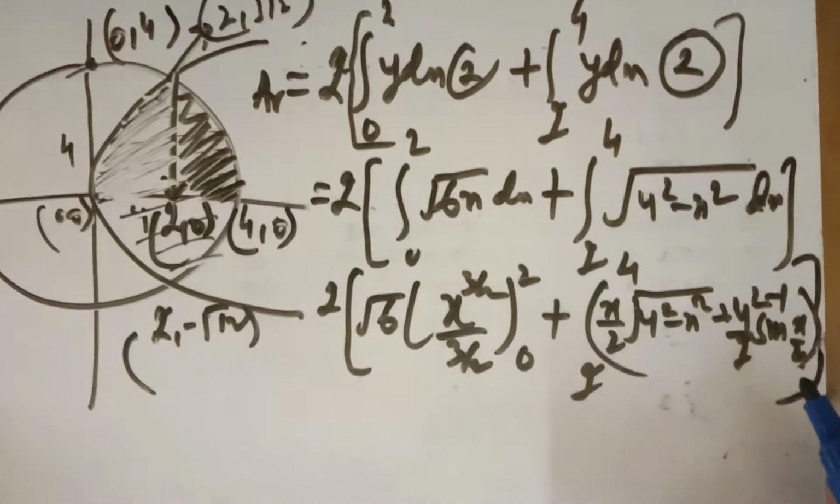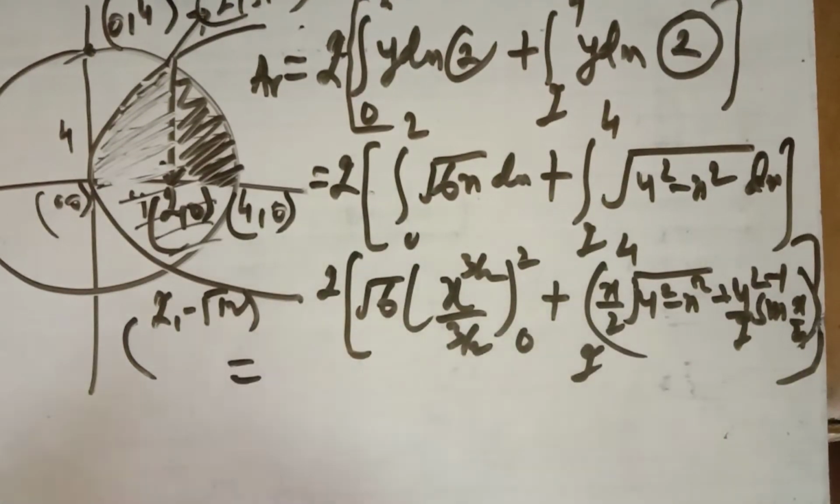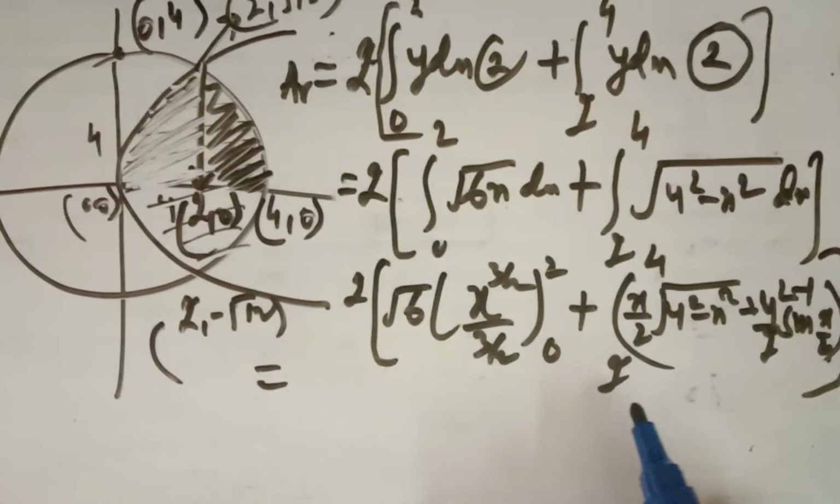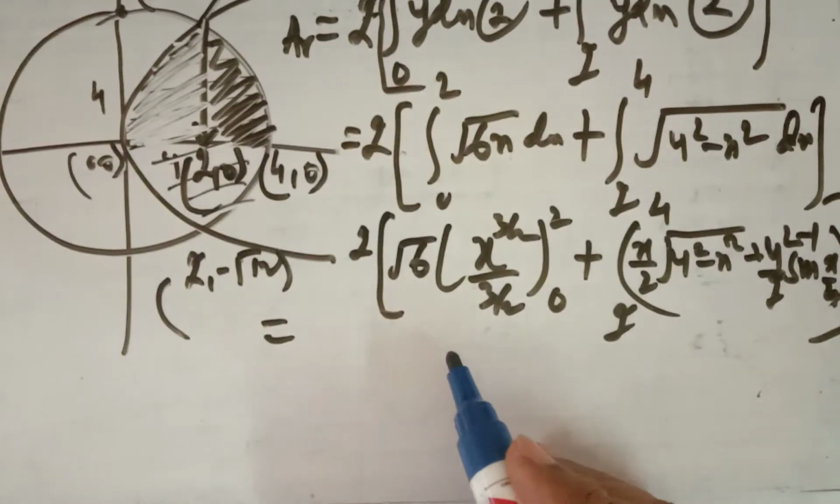So this is the area. You find the lower limit and upper limit in the first part as well as in the second part of the integration, and you will get the area bounded by these two curves as 16 pi.